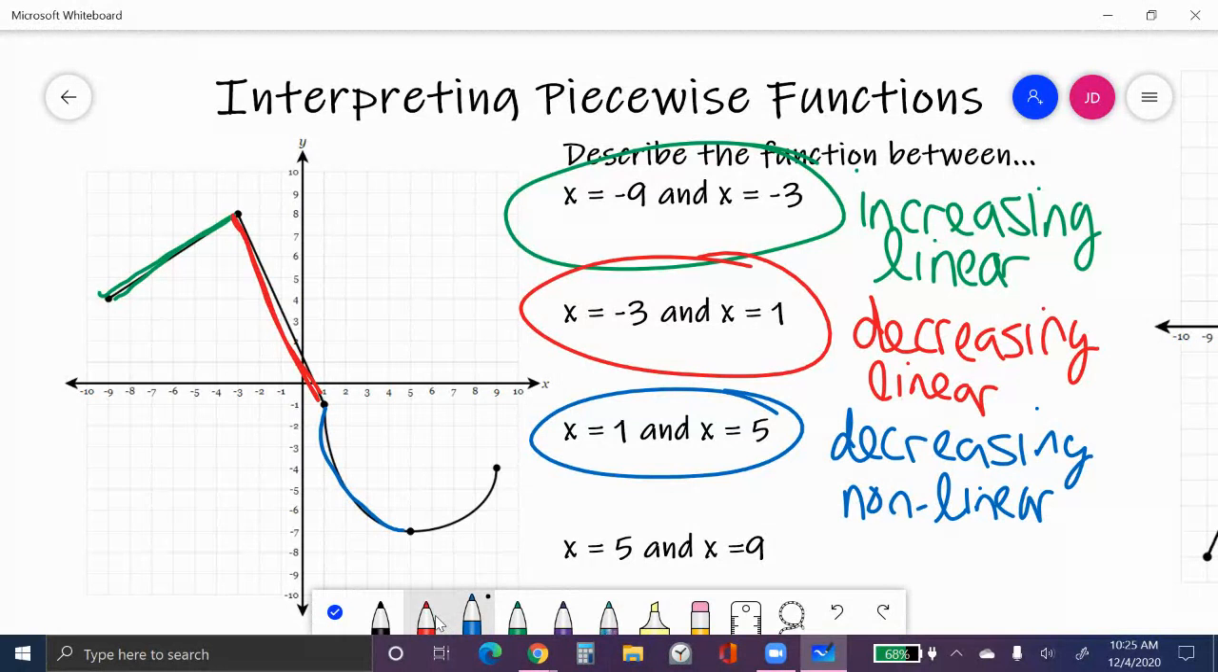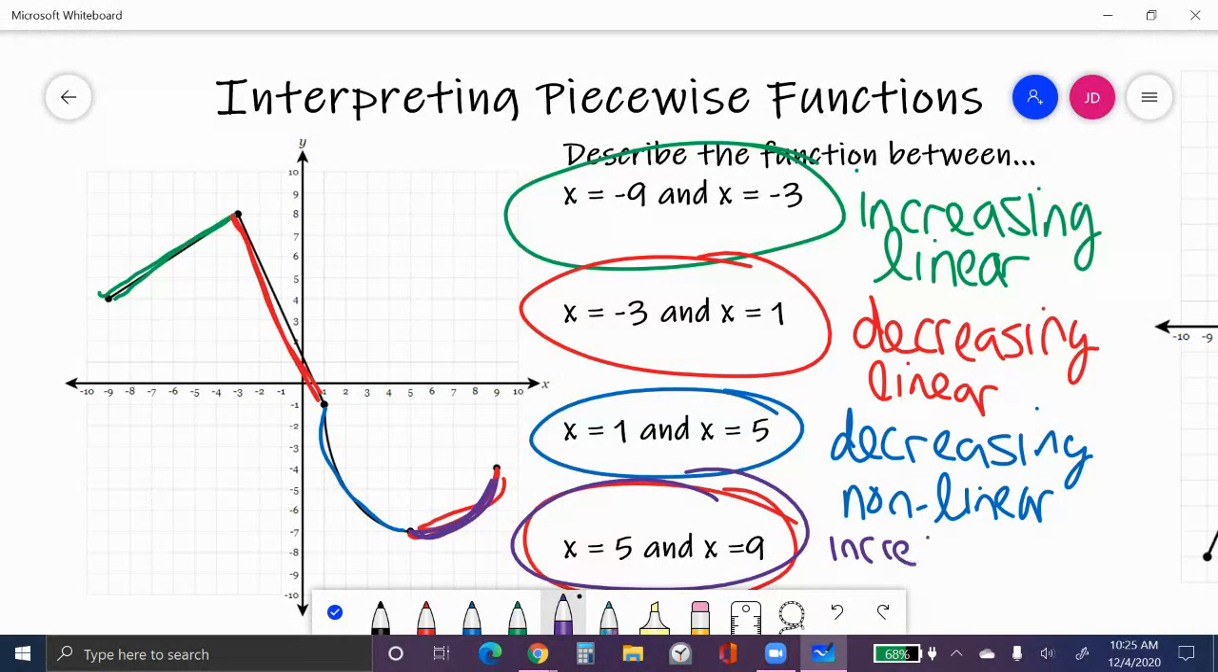And then the last portion right here, this is 5 and 9. So from 5 to 9, it's increasing. And maybe I should have done this in purple. There we go. So this one will be increasing. And again, nonlinear.